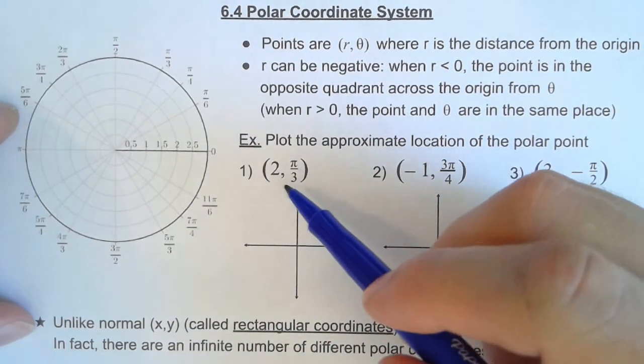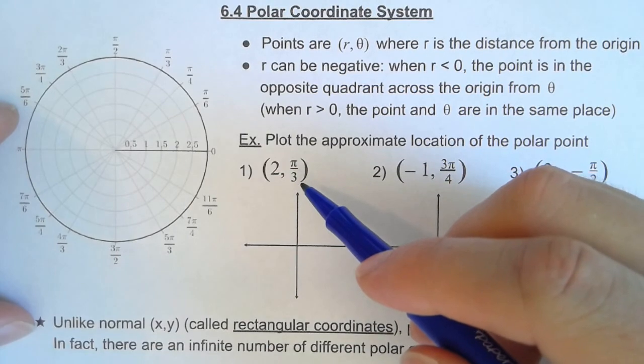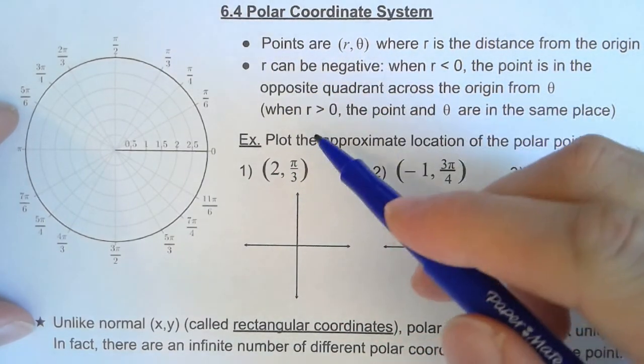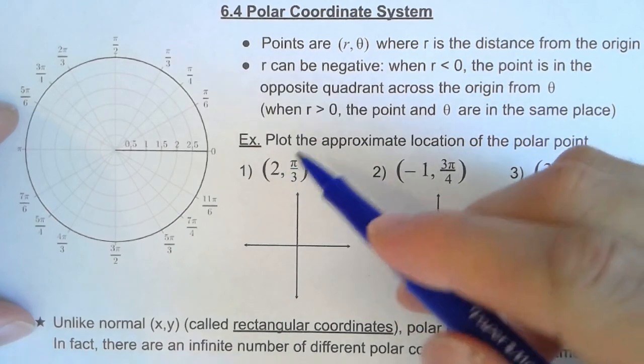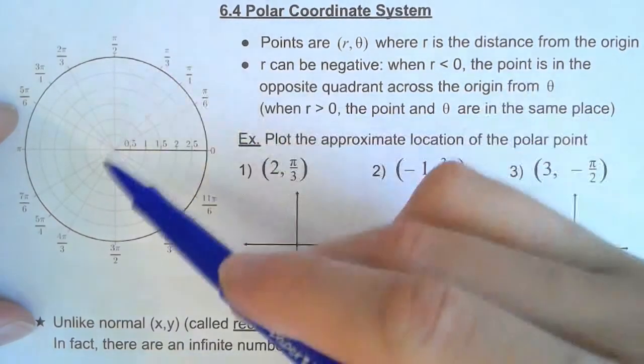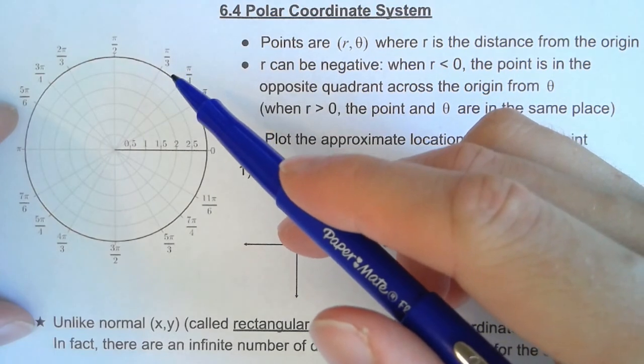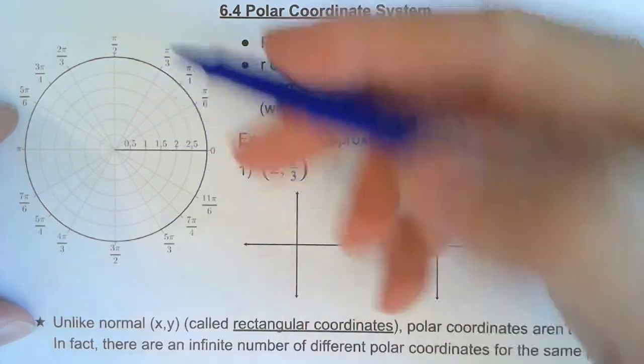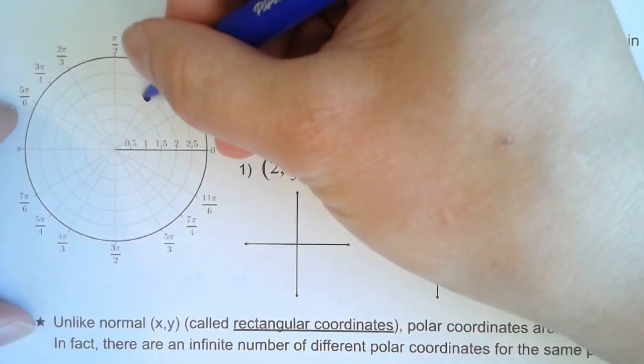So for example, if we had 2 comma pi over 3, it's alphabetical: theta is the Greek letter T, so you actually want to look at the angle first. We would look at the angle pi over 3, and then find a distance of 2. It looks like they're saying that's this circle here, and so we would have this point right here.